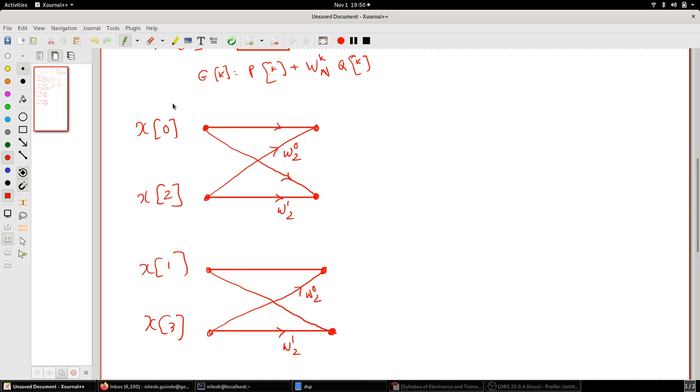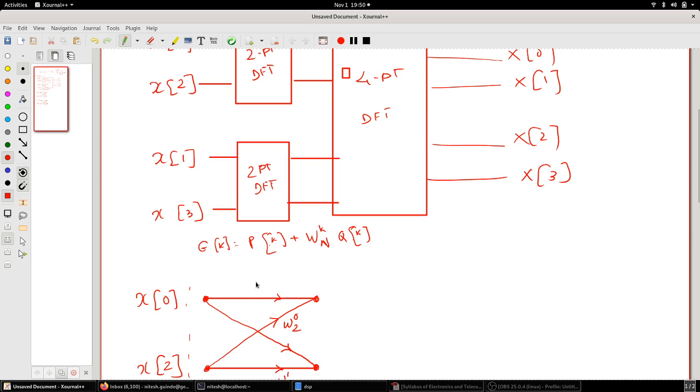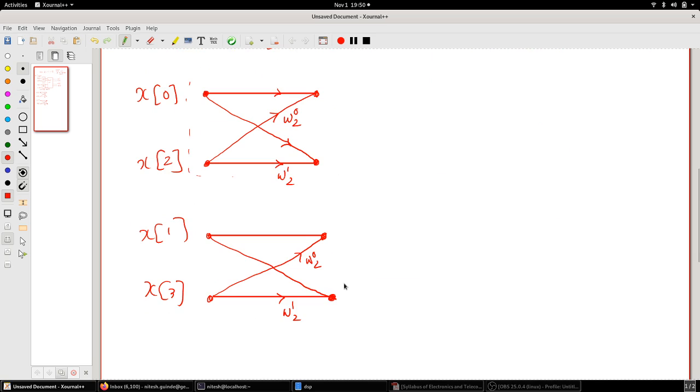This does the 2-point DFTs. This one does a 2-point DFT, and this one does a 2-point DFT, like N by 2. Then you have the next structure coming in, which is actually doing a 4-point DFT. So let me extend this line. This one gets extended, this one gets extended, this one and this one. Now this is your 2-point DFT outputs. I'm just buffering it for some time.